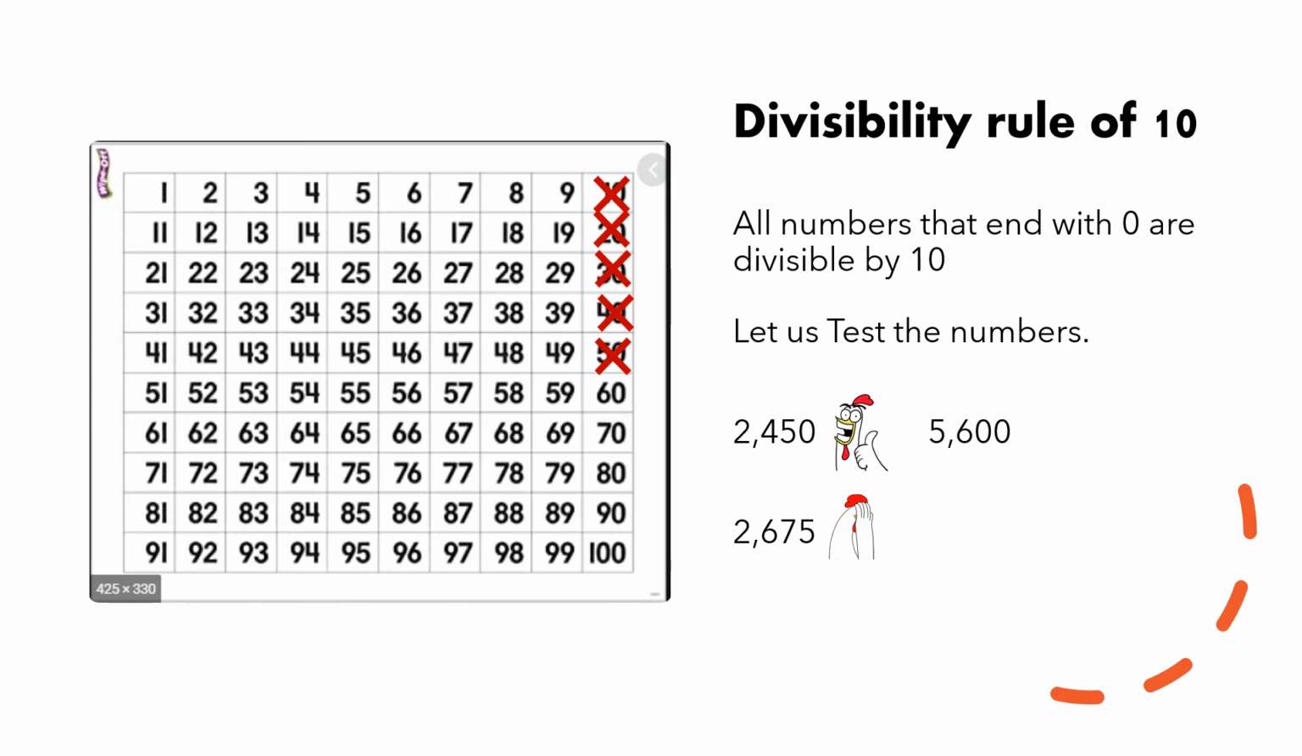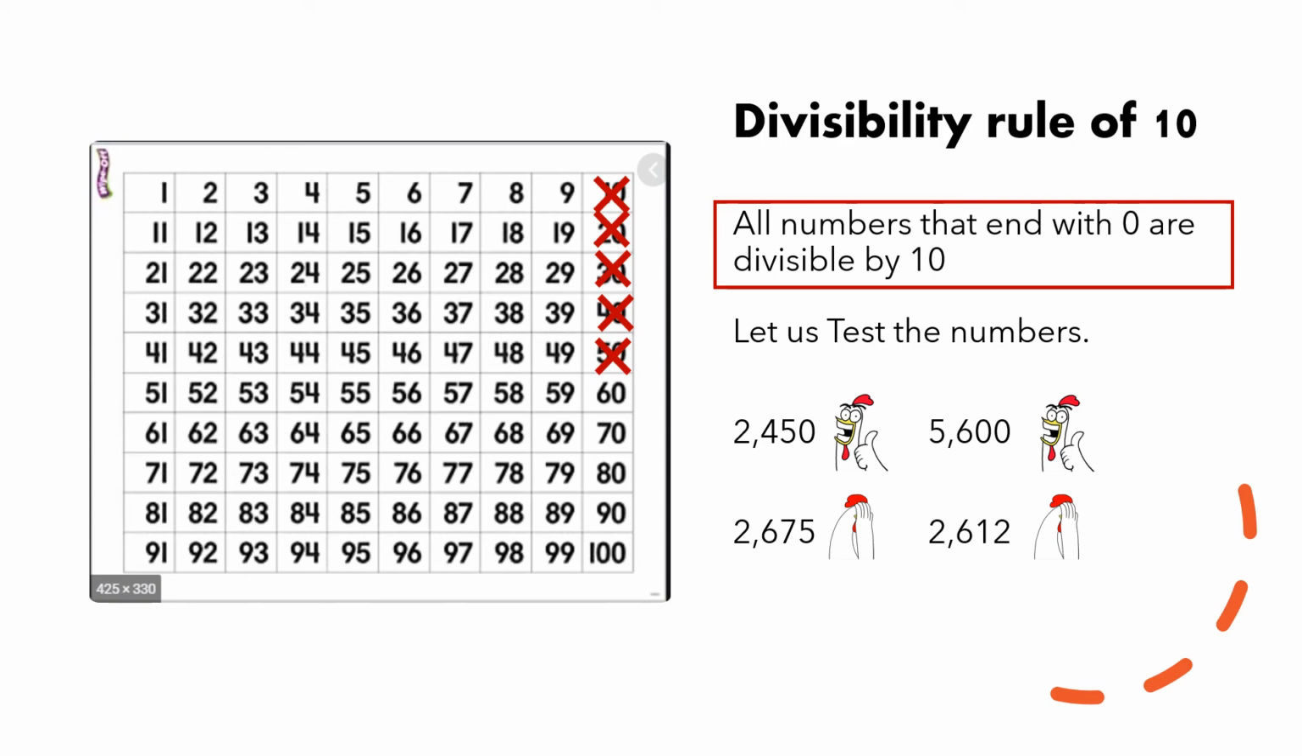Next, 5600. Is this divisible by 10? If we divide it by 10, we get a remainder of 0. So 5600 is divisible by 10. Finally, 2612. We divide it by 10 and we get a remainder of 2. So 2612 is not divisible by 10. So all numbers that end with 0 are divisible by 10. That is the divisibility rule of 10.